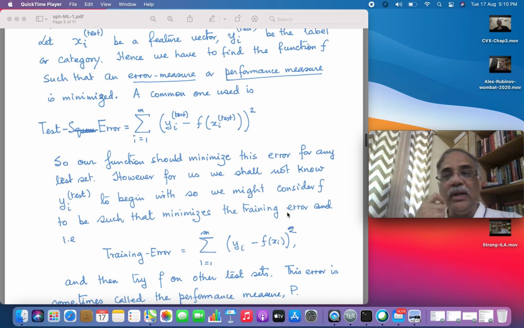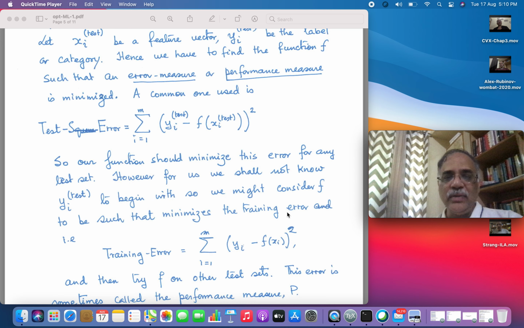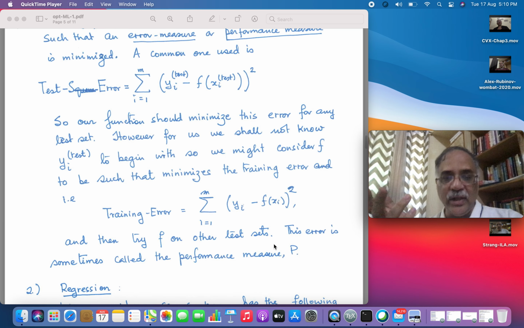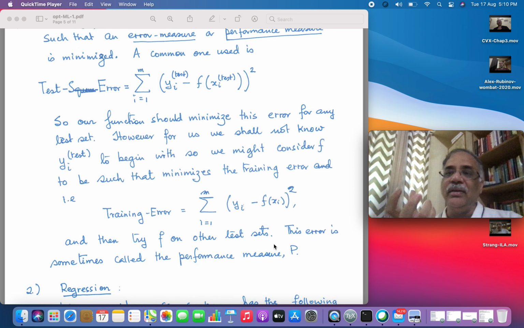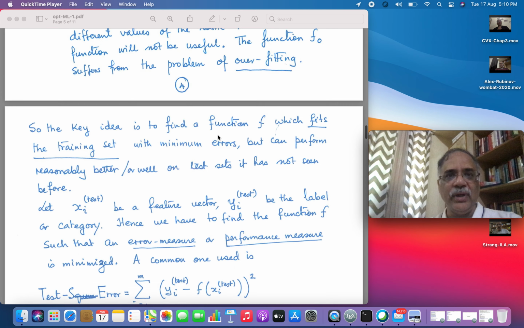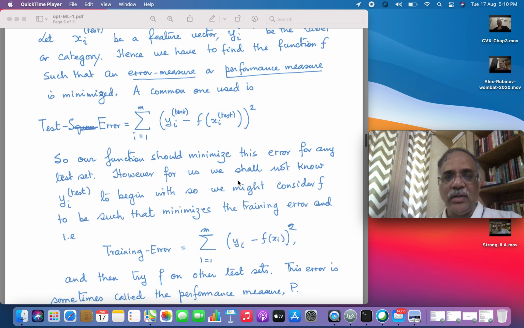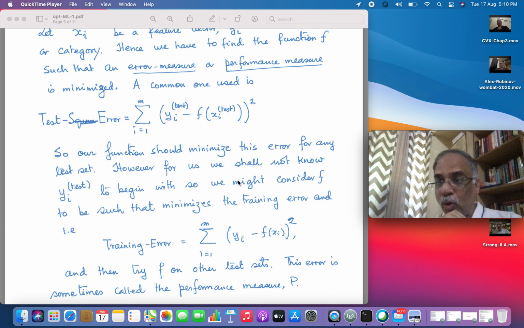So we have to find a function which, at least to start with, works well on the training set, because for the training set the labels yi's are known. So this is what I will call the training error, or squared training error. This error measurement is sometimes called the performance measure. Sometimes a function can minimize the training error very well. For example, this will make the training error 0, but will make the test error hopelessly bad.